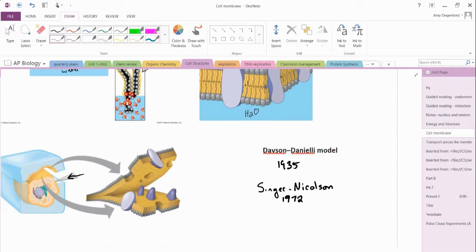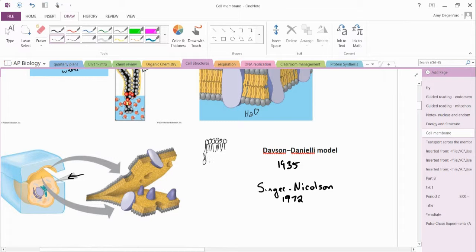They understood that it was fluid, they understood that it was lipids, they understood that it was a bilayer. But they didn't understand how the proteins were involved. I still like using the Davison-Donnelly model, even though they would probably not ask you about it. It's probably good to understand why they developed this model. It was colloquially called the sandwich model.